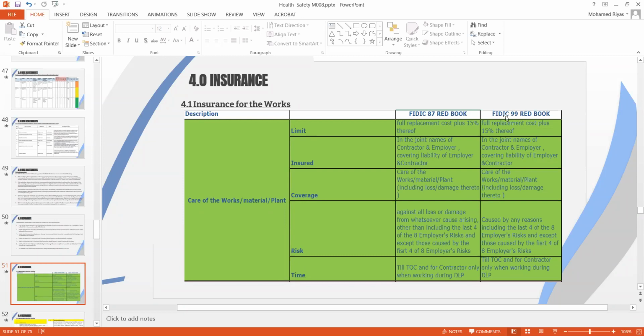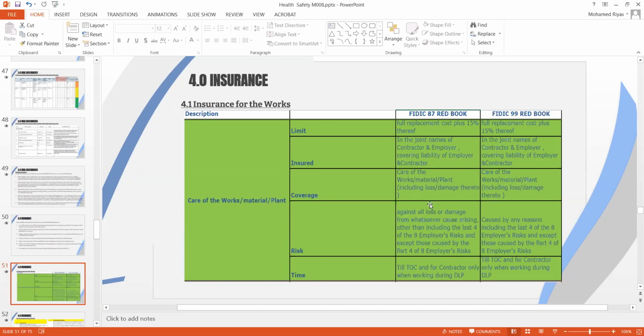And the FIDIC 99 also talks about similar wording. The insured should be in joint name with the employer and the contractor. Again, the same for FIDIC 99. The coverage is for the CAR of the works, for material and plant, including damage there too. Again, the same FIDIC 99. The risk is all risks except the employer's risks.